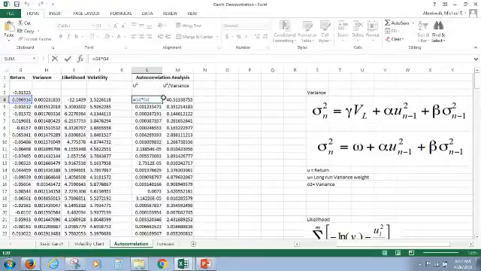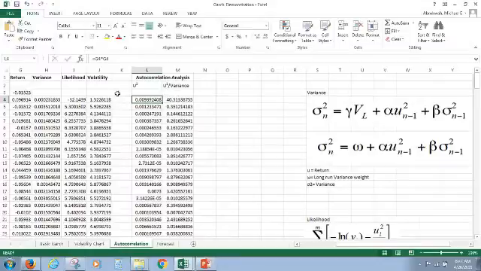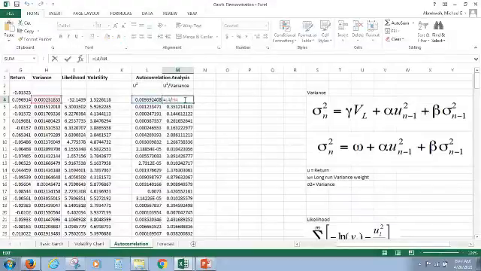And I did something similar for the squared return divided by the variance. Since I'd already calculated the squared return for the previous cell, I was then able to divide it by the variance here, as you can see. And then it was just a simple autofill to populate the rest of the cells.